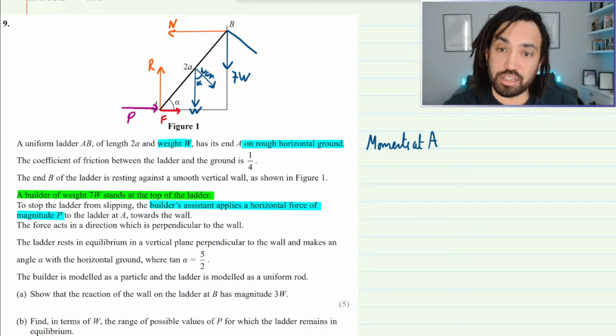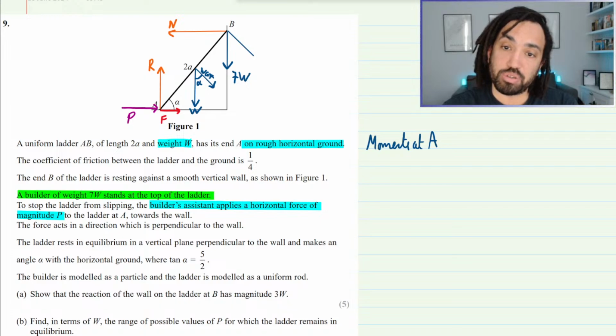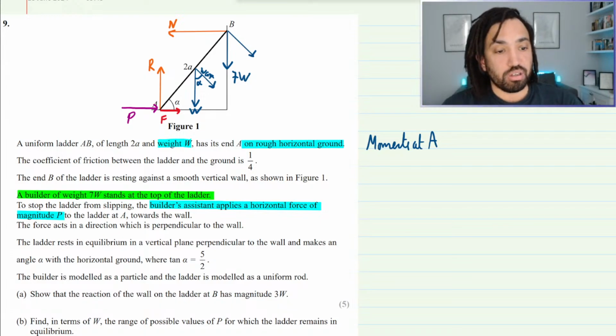Okay, what about this one coming out there, the component of the builder's weight? What's that one going to be?